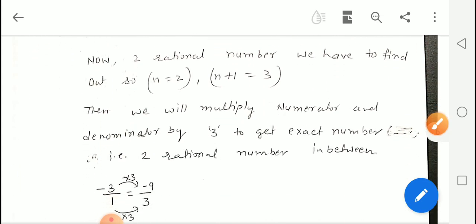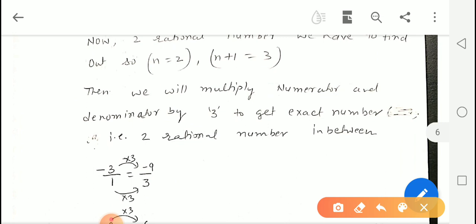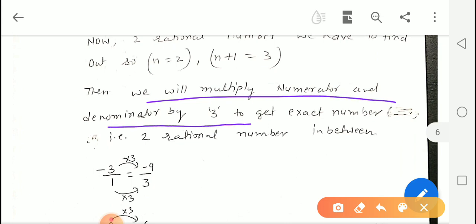So here, for finding out the exact two rational numbers between these two numbers, what we will do, we will multiply the numerator and denominator by 3 because 3 is n plus 1.